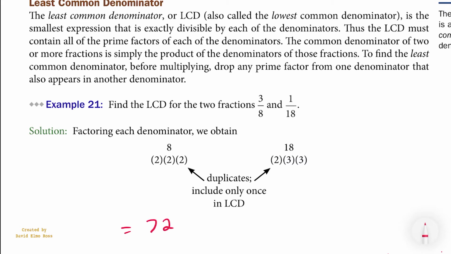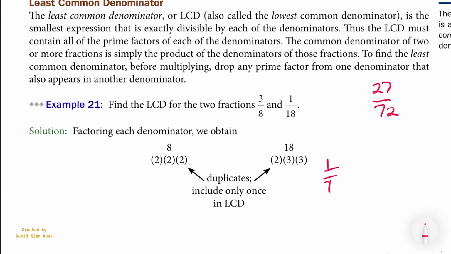Now let's see if this works. 3 over 8 is something over 72. And 8 times 9 is 72, so we multiply this by 9. We have to multiply the numerator by 9. 9 times 3 is 27. So our 3/8 is equivalent to 27 over 72.